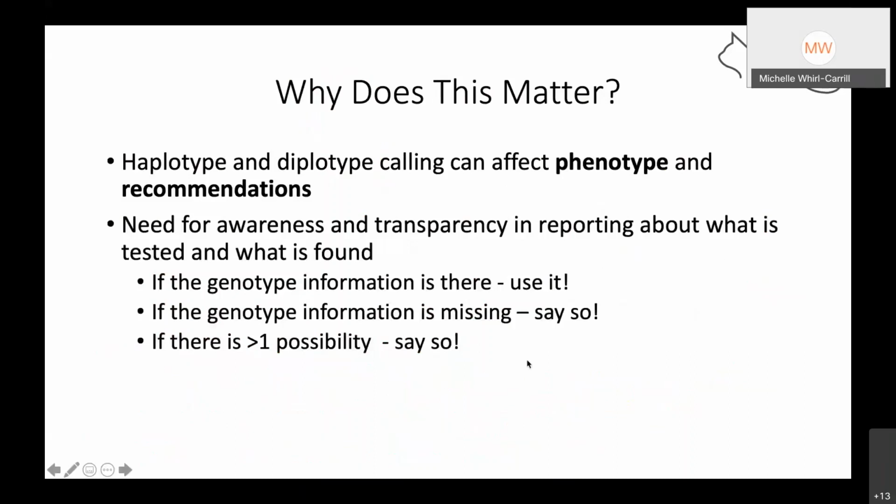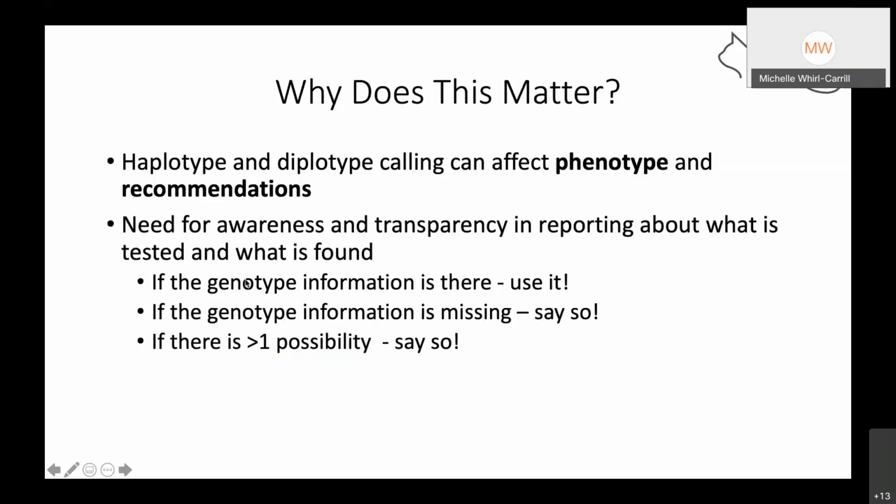So the best that we can do is be really transparent with what tests are given, what variants are assayed for, and how a patient is given a particular haplotype status. That's very important. A lot of clinical and commercial labs may make that information available in a very small footnote, and a lot of people don't know to even look for it.